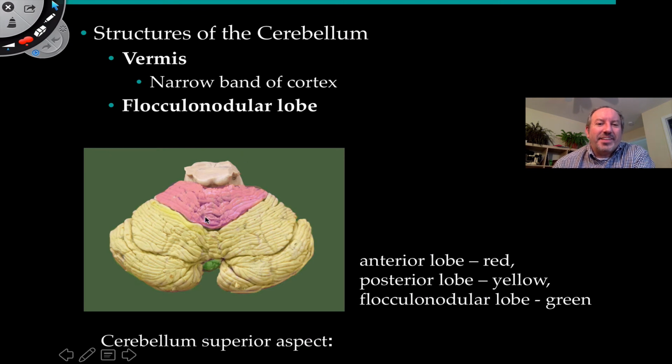So the vermis is separating the hemispheres right in here.